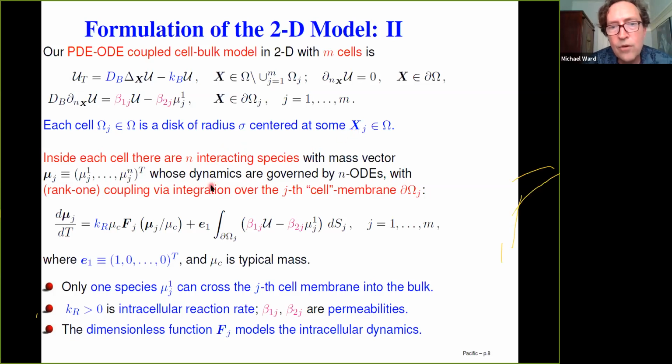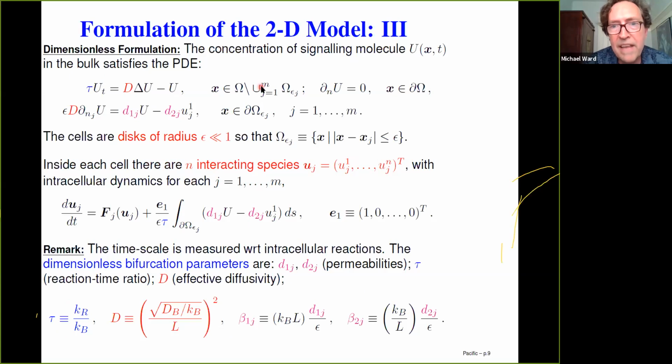The coupling to what's going on inside the cell is by an integration of this term over the cell membrane. So there's the integration over the boundary of the cell of the Robin boundary condition. e1 here is the unit vector for the only component that can go across the cell membrane. The rest of them are 0 because they're impermeable for the other chemicals. Kr is a reaction rate, and there's the intracellular dynamics, whatever signaling pathway you think is reasonable. You go ahead and put it there, and this holds for each of the cells. So it's a PDE coupled to an integro-differential equation through an integration over the boundary.